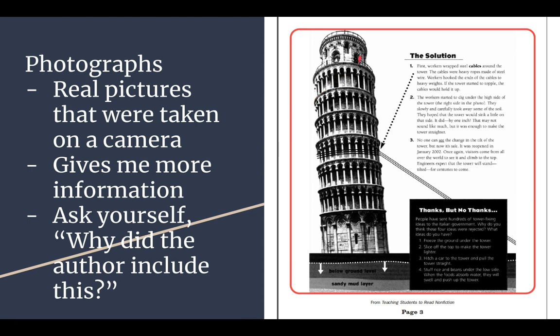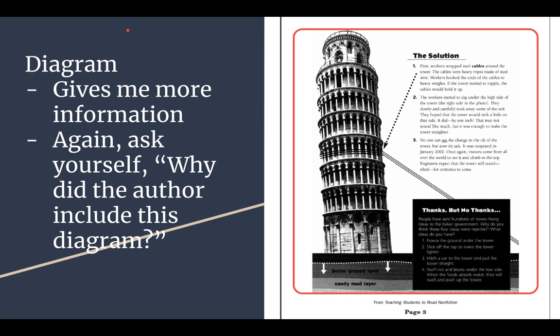Photographs. Photographs are real pictures that were taken on a camera. This is not a drawing. Someone actually took this picture. It gives me more information about my text. And I want to ask myself, why did the author include this picture of the Leaning Tower of Pisa? This is going to help me to kind of see what it looks like and to see what the problem is with how it was structured. And it shows me little arrows to say, okay, this is the part in my reading that relates to my photograph.